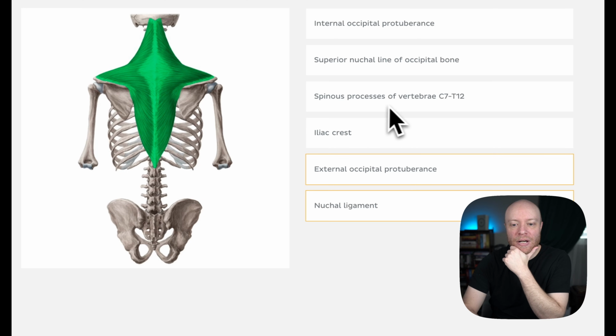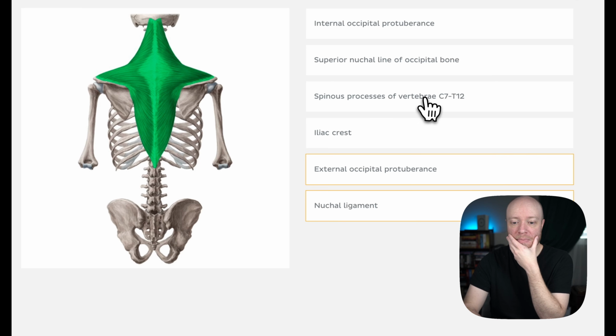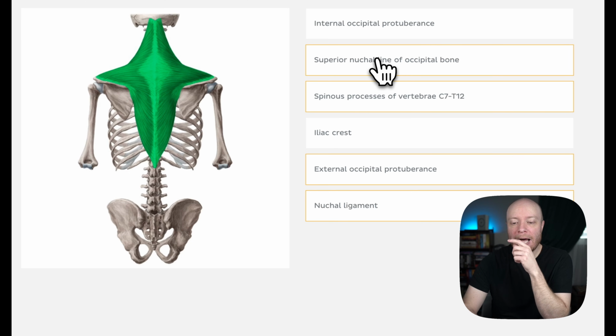Spinous processes of vertebrae C7 through T12. Well, C7 is about right here, T12, and remember the spinous processes are that like posterior projection, so that seems like it would work. And then we have the superior nuchal line of the occipital bone. And if we look right here, there is that little line coming onto either side of the external occipital protuberance. We're going to go ahead and click that.